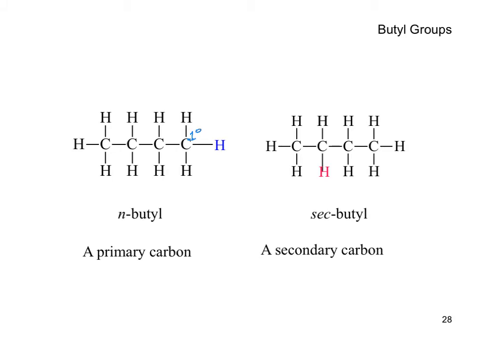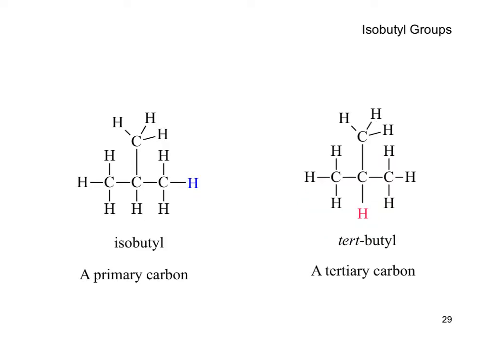On the other hand, if the point of attachment was from a secondary position, we are going to call it a sec-butyl. And if we were to compare the isobutane, if the point of attachment was through the primary position, we will call it an isobutyl. If the point of attachment was through the tertiary location, we will call it the tertiary butyl group. Okay.